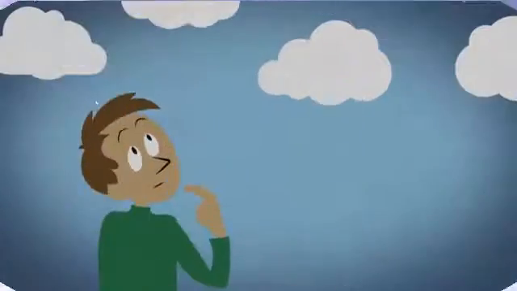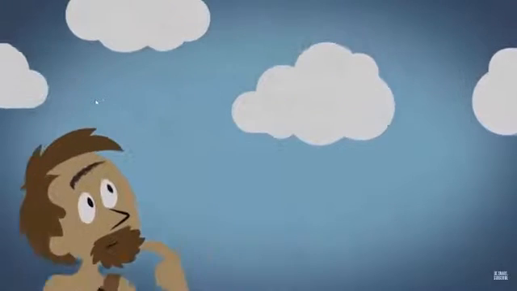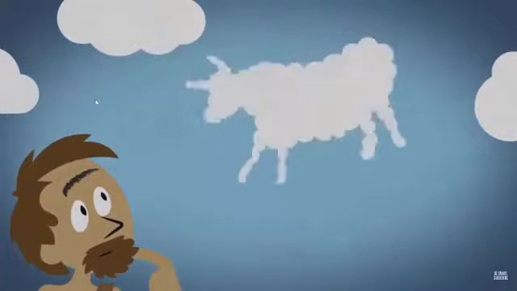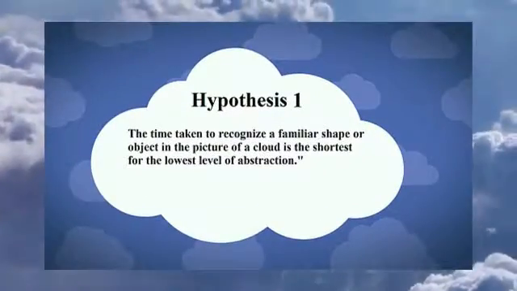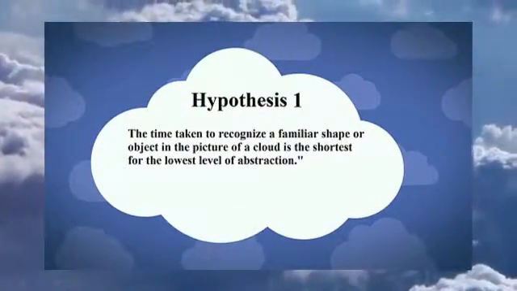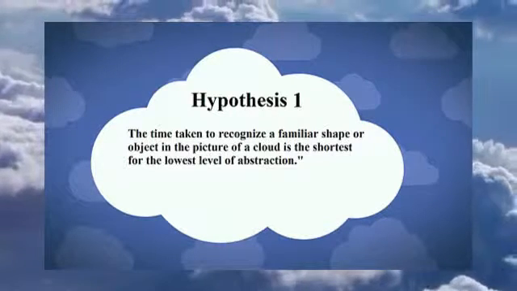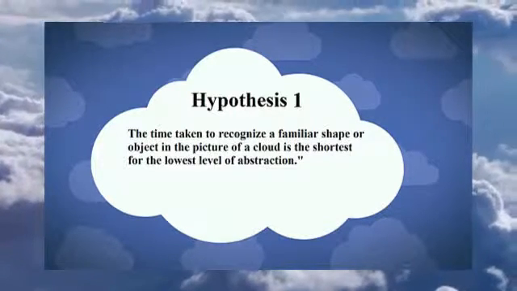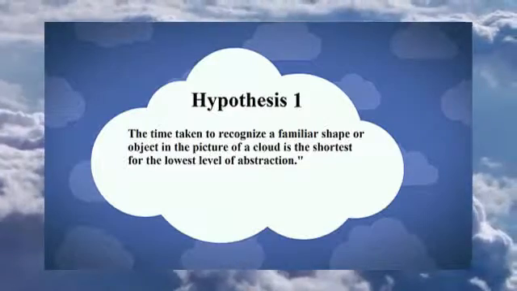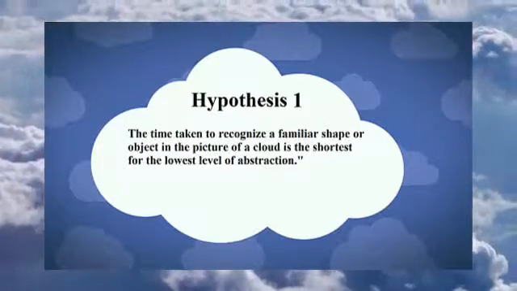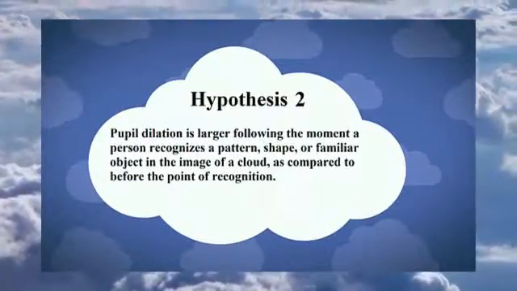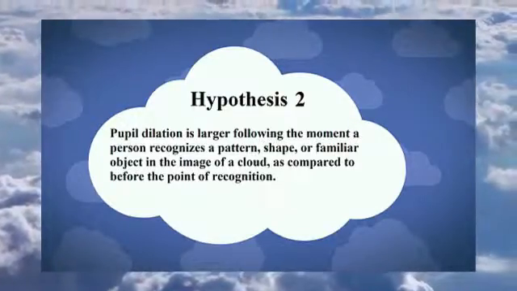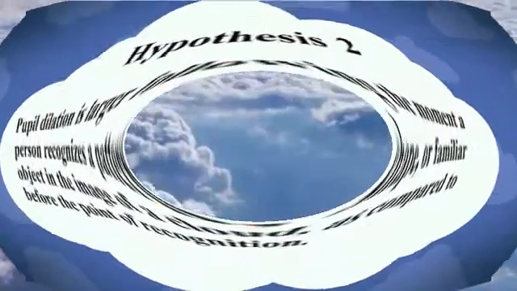People have been looking at clouds since people have been people. They always use their imagination to see them as familiar objects like animals and humans. First, we hypothesized that the time taken to recognize a familiar shape or object in the picture of a cloud is the shortest for the lowest level of abstraction. This means that the more clearly the object was depicted, the less time it would take for the observer to recognize it. Second, we hypothesized that the pupil diameter is larger following the moment a person recognizes a familiar shape or pattern in the picture of a cloud, compared to the point before recognition.